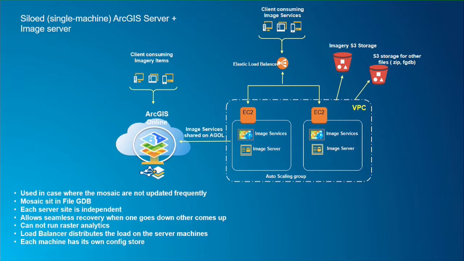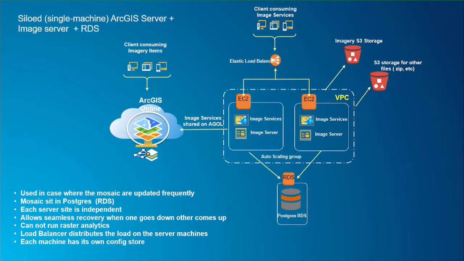In this case, each of the systems, if you're familiar with our server implementation, you've got to have a configuration store. In this case, each machine has its own configuration store. If you've got data that's changing frequently and you need to update your mosaic data sets on a frequent basis, we're doing some implementations with RDS where the mosaic data set is not stored on the server, but it's stored in Postgres using RDS. And again, I will volunteer, I am not an expert in this, so I won't be able to really answer deep dive questions, but this would be the configuration if you're going to be frequently updating your mosaic data set.